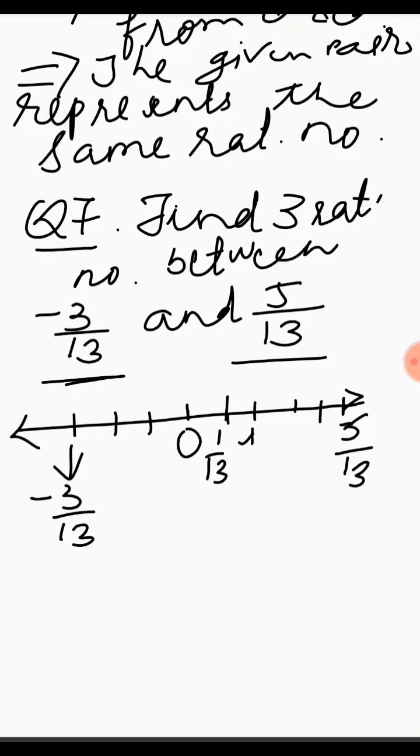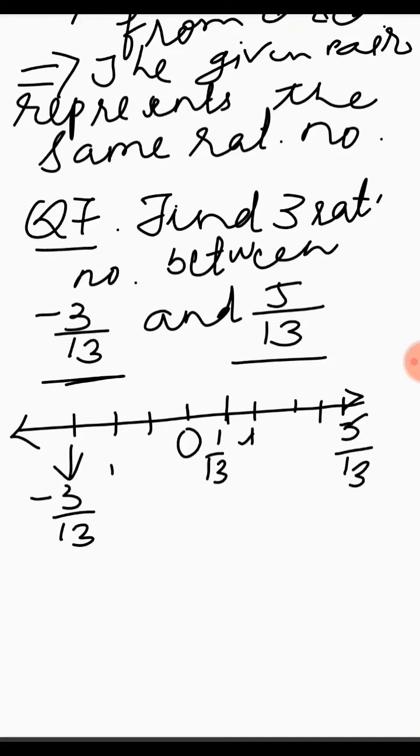Infinite means there are uncountable rational numbers between any two rational numbers. So your answer and others' answers may differ, but both are correct, children. Now you can see here, this is minus 3 by 13 and this is 5 by 13. In this I am getting 1, 2, 3, 4, 5, 6, 7 rational numbers. So out of these 7 rational numbers I can write any.